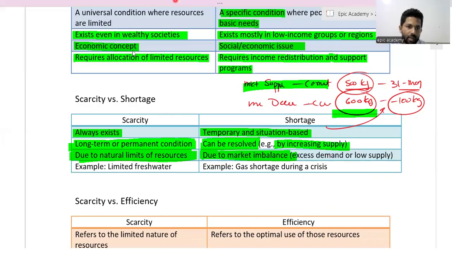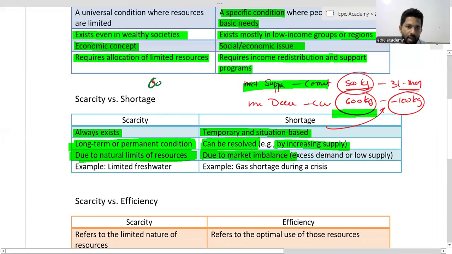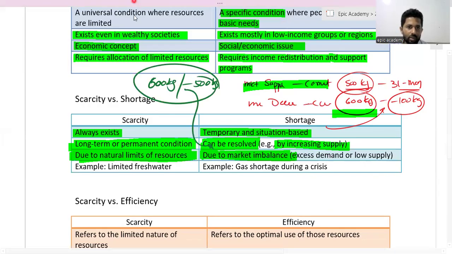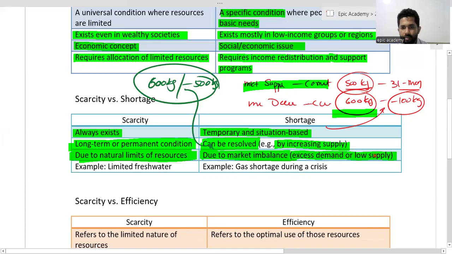They are demanding 600 kilograms of carrot, but only 500 kilograms are supplied. So this is an imbalance: supply is not equal to demand. We call it imbalance. Imbalance between demand and supply makes the shortage arise. As an example, limited fresh water, isn't it? We are also facing that. Limited fresh water, at any time period, we are going to face it.